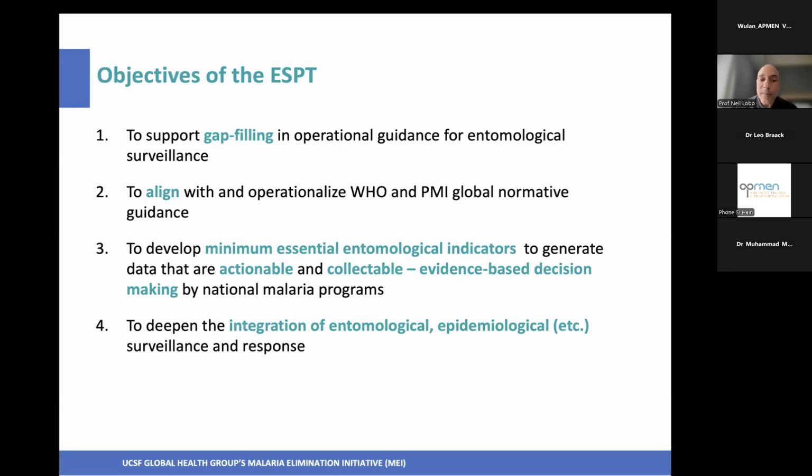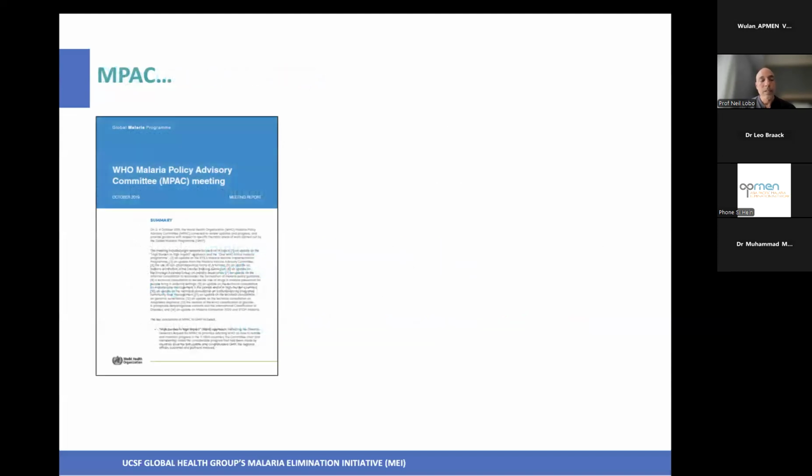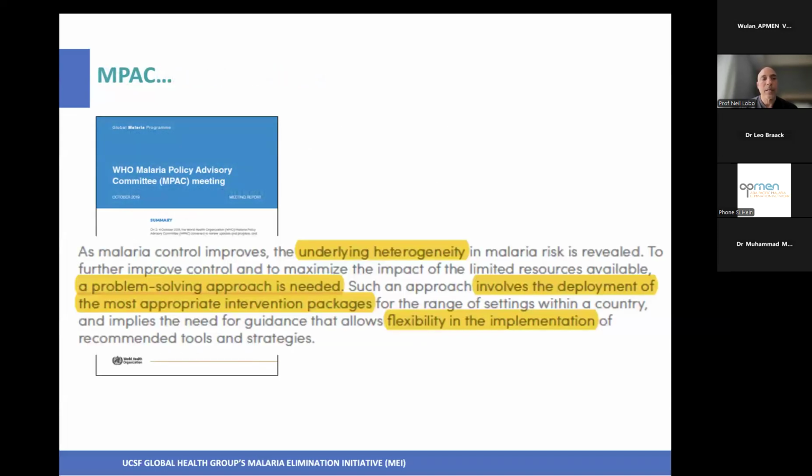And with this data, to answer our question, we can actually collect data that is actionable and make evidence-based decisions. And evidence-based decisions, as you know, are better than opinion-based decisions, right? And also, an objective is to integrate multiple kinds of data, as I mentioned, like human behavior with entomology, epidemiology, and so on.